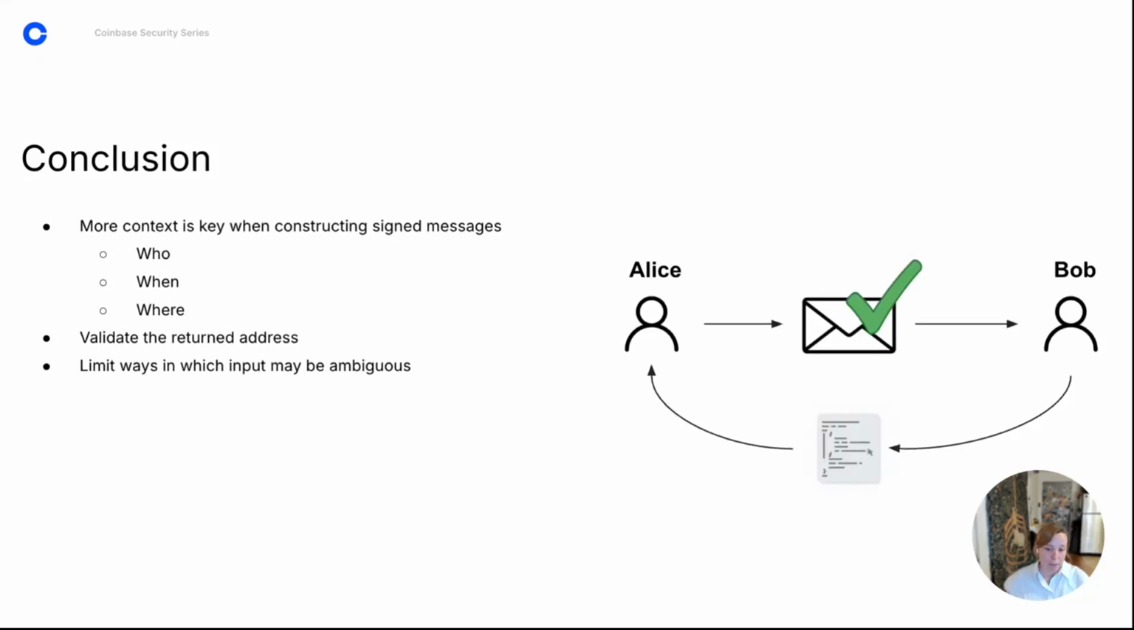So to wrap up, when we're considering signature validation through smart contracts, we should be considering that more context is key when constructing a good signed message, that you should be validating the return address, and that we should be limiting ways in which input may be ambiguous.